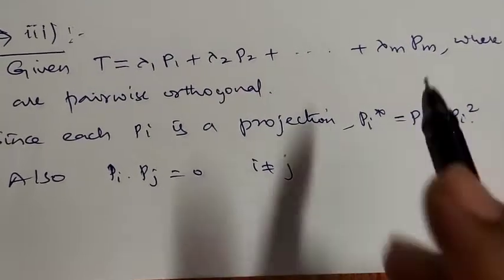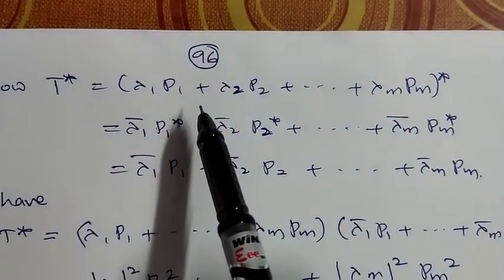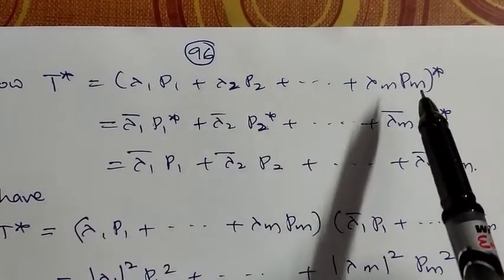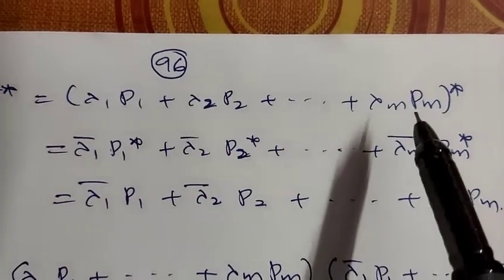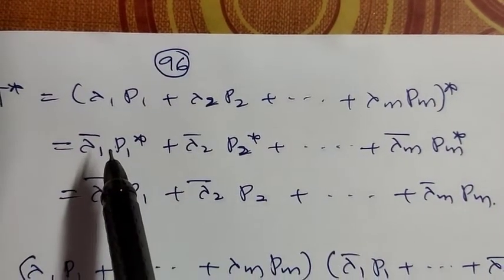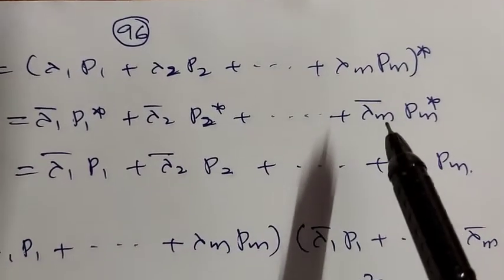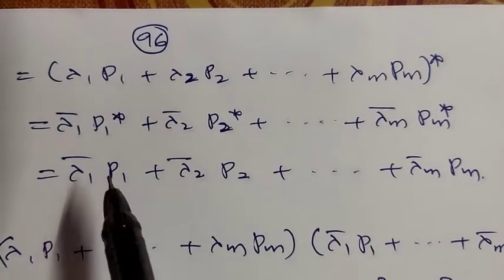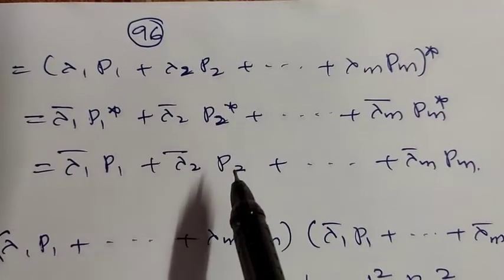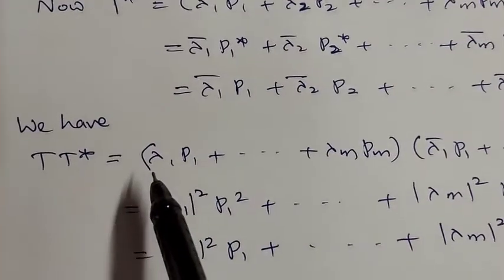Okay. Now let us consider T star. T star is what? T is lambda 1 p1 plus lambda 2 p2 etc. lambda m pm, means T star is lambda 1 p1 plus lambda 2 p2 etc. lambda m pm, whole star. So we take adjoint: lambda 1 bar into p1 star plus lambda 2 bar into p2 star and so on, lambda m bar into pm star. So this is equal to what? Lambda 1 bar into p1 star is p1, lambda 2 bar into p2 and so on, lambda m bar into pm. So consider T into T star.